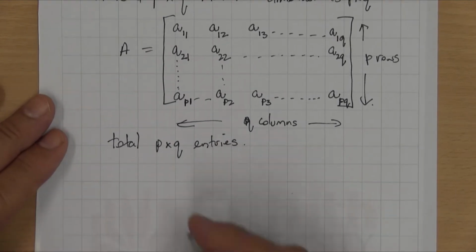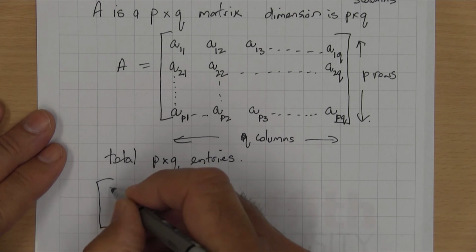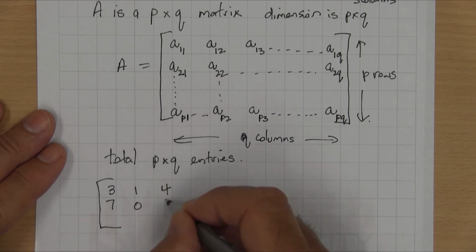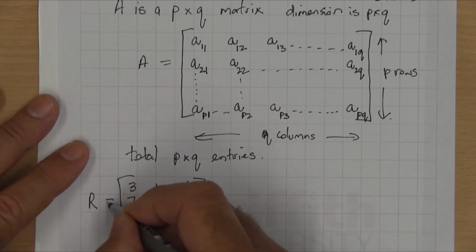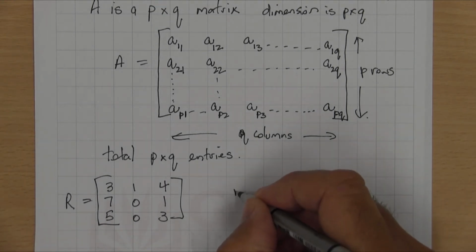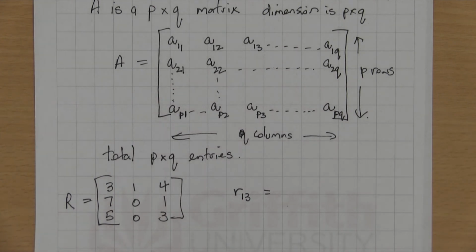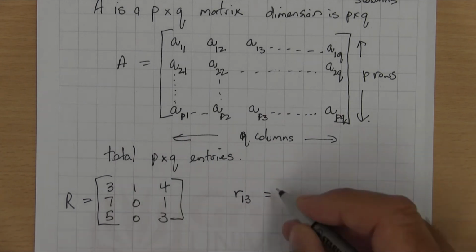Okay, if we go back to our results for the Broncos and that, we had 3, 1, 4, 7, 0, 1, 5, 0, 3. Let's just call this capital R. This is results, my results matrix. So what would be the value of r13? Little r13. What's the value of that entry? We look at here, it's in the first row and it's in the third column. So this is the first row, this is the first column, second column, third column. So that would have a value of 4.